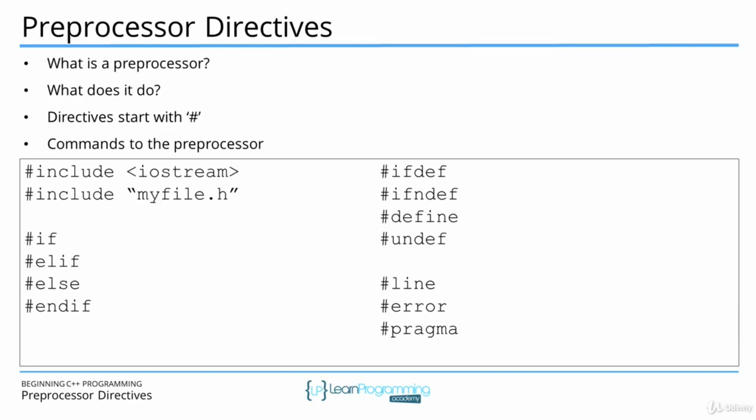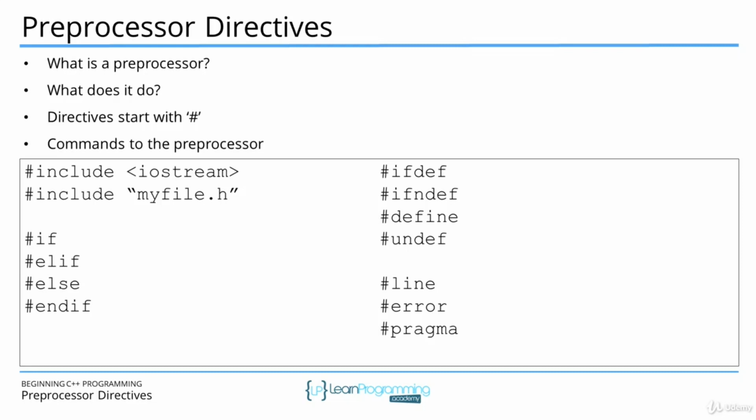Preprocessor directives are lines in the source code that begin with a pound or hashtag symbol. As you can see in this slide, there are quite a few preprocessor directives available. The most commonly used preprocessor directive is the include directive. When the preprocessor sees this directive, it replaces the pound include line with the file that it's referring to. Then it recursively processes that file as well. So, by the time the compiler sees the source code, all comments are stripped out and all preprocessor directives have been processed and removed.